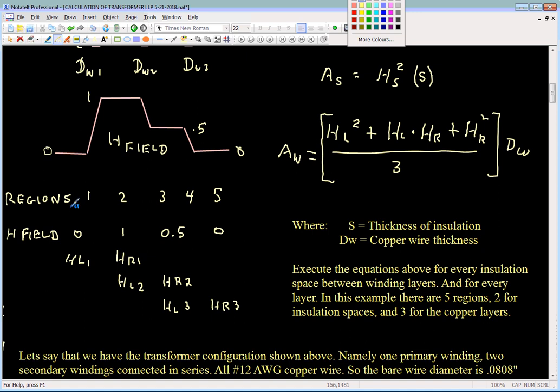So I've labeled the regions here. For example, if we're doing the loss for this copper wire, we would use this equation. H left is the H on this side, H right, the H on this side. And you can see it's 0 and 1. The next one is 1 and 0.5. For the third one, it's 0.5 and 0. However, done a little different way. I think you'll like it a little bit better.